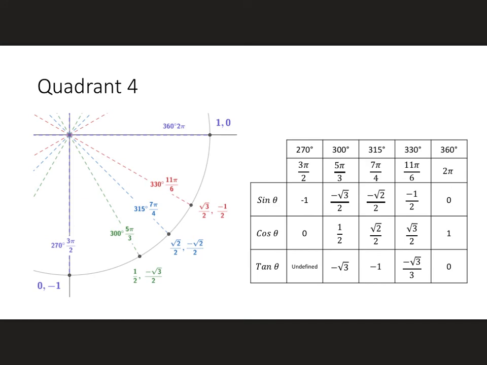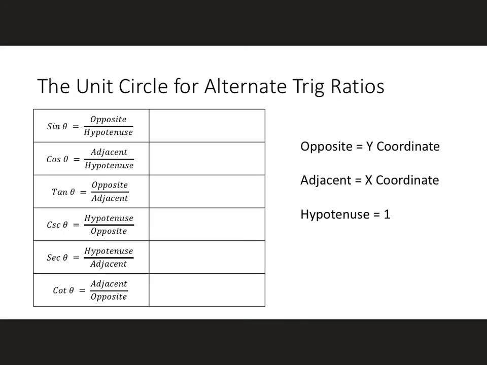Now, you might be thinking, I know there's more than just sine, cosine, and tangent for trig functions. There's also, I don't know, cosecant, secant, cotangent. Do they have values on the unit circle? Let's take a look. And yes, of course it's true. Cosecant, secant, cotangent do work on the unit circle as well.